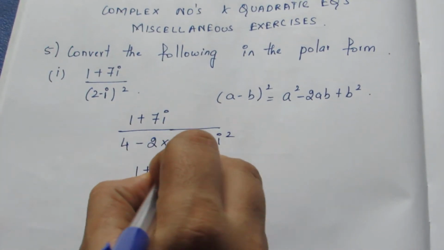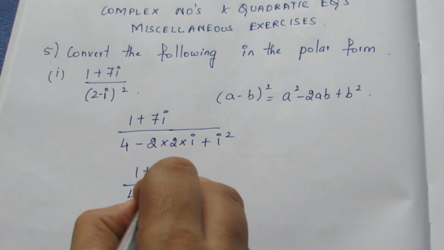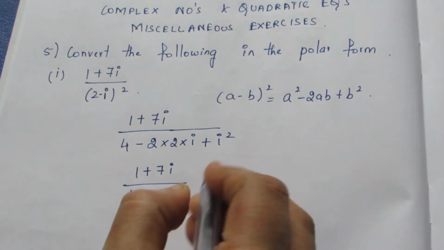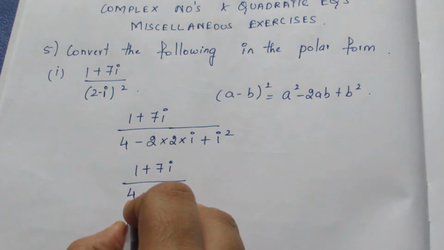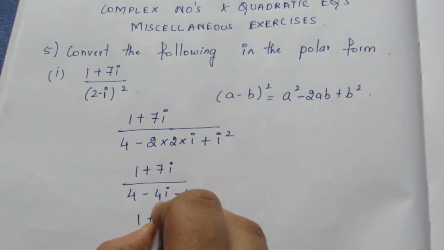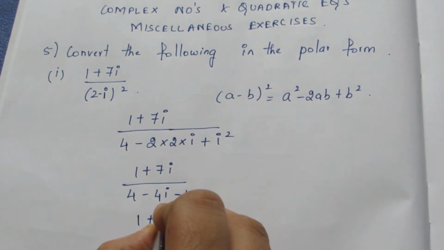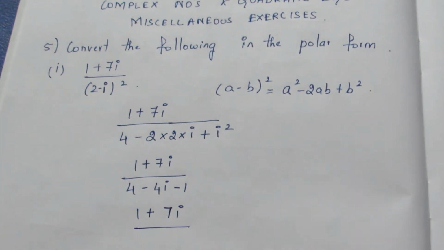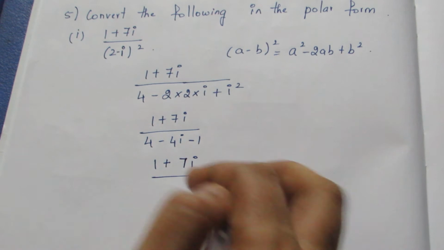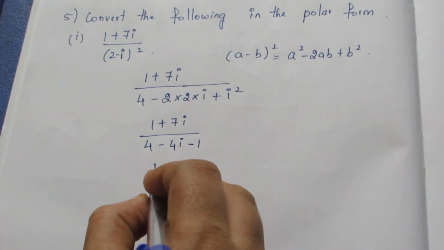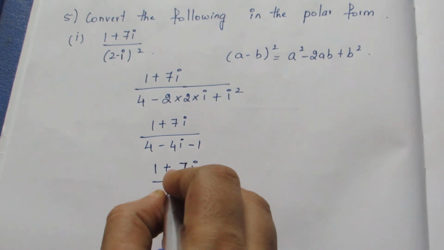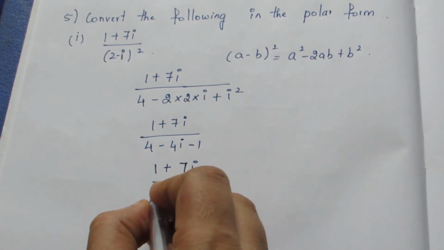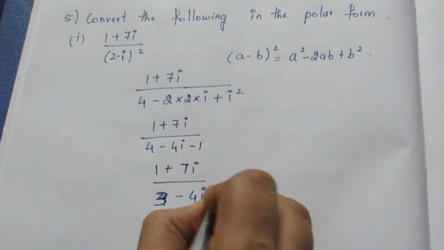(1 plus 7i) by 4 minus 4i. Here it becomes minus 1 because i square is minus 1. Solving this we get (1 plus 7i) by 4 minus 1, which will become 3 minus 4i.